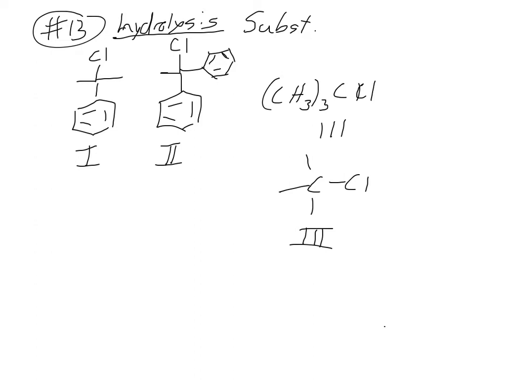So it has to be SN1, right? It has to be. It's tertiary. Can we do SN2s on tertiary alkyl halides? No, right? So we have a tertiary alkyl halide. We know it's SN1. Good. So which one? What's the question we have to ask ourselves here?